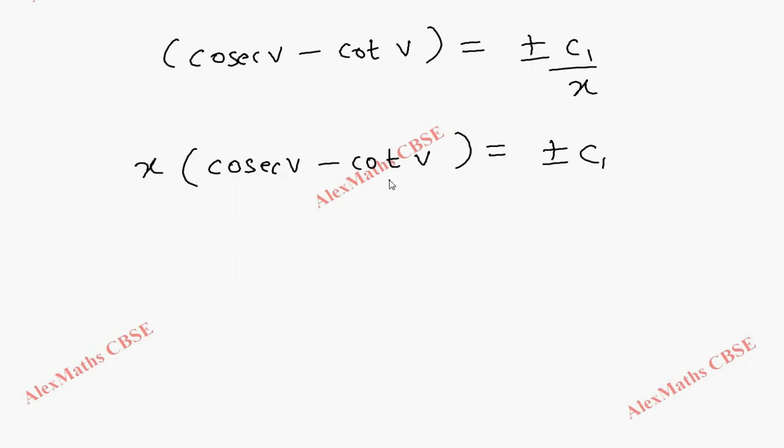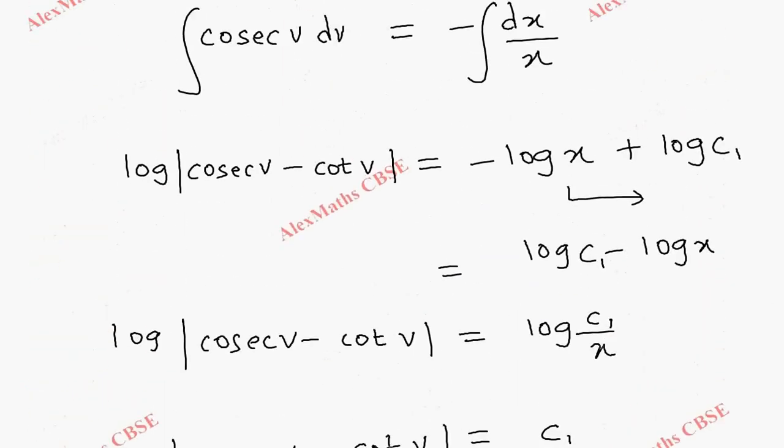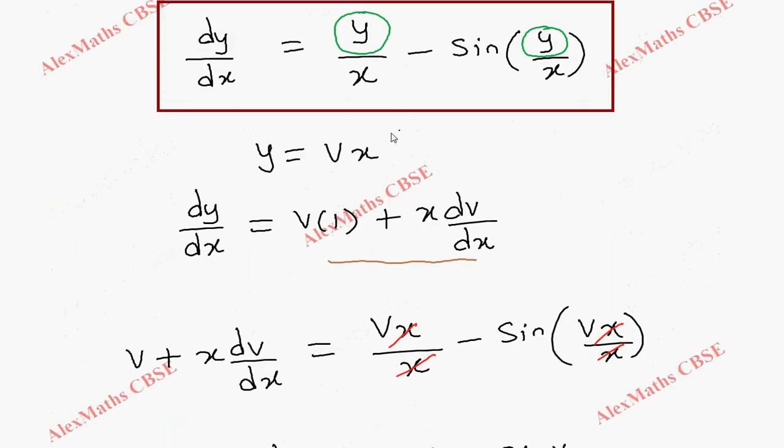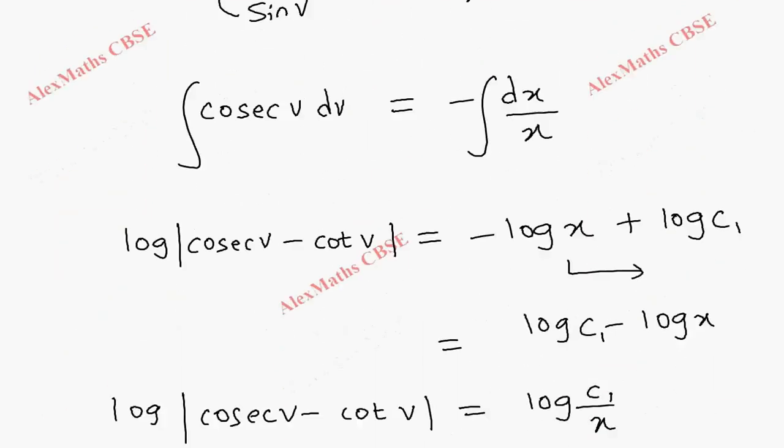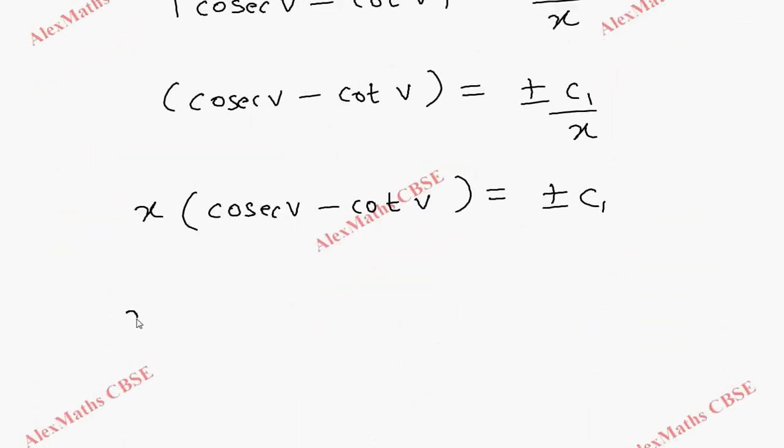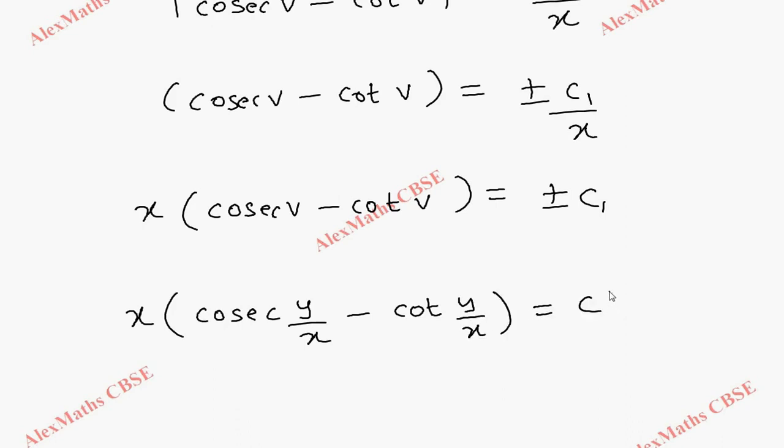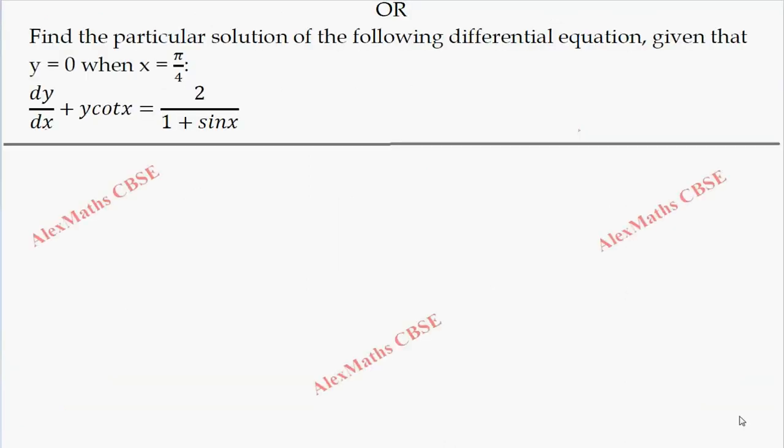And we have to replace the value of v, that is the expression for v. From the substitution, when y equal to vx, v is y by x. So we are going to replace it here. So this is x into cosecant y by x minus cot y by x equal to c. Plus or minus c1 is taken as c.